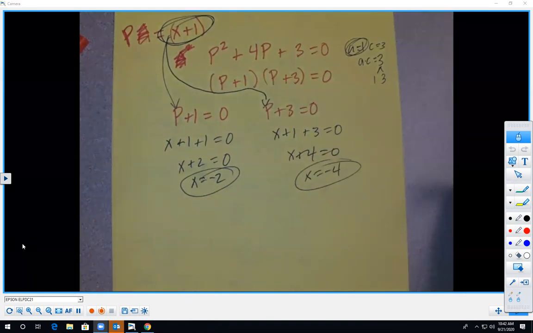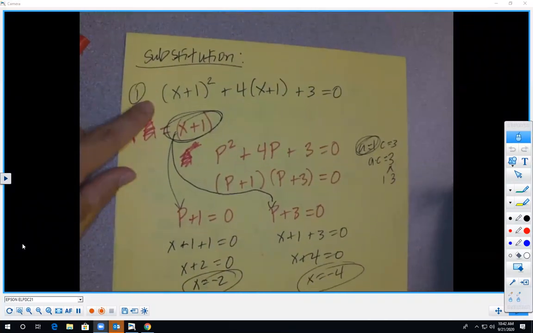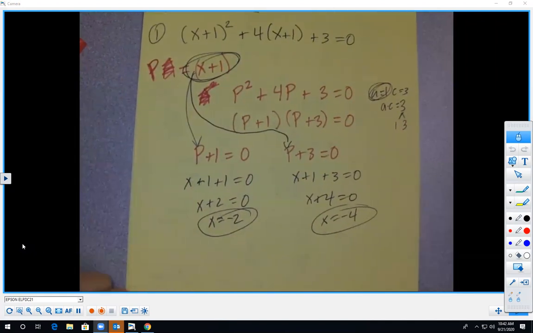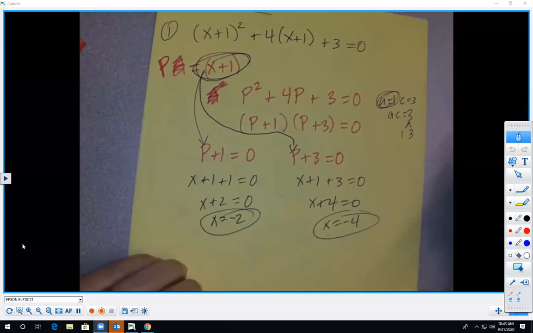Questions about that? So do you see how you take a problem that looks a lot like a quadratic, turn it into an easy quadratic, and then put your weird part back in to make it a lot easier? Let's do one more like that.